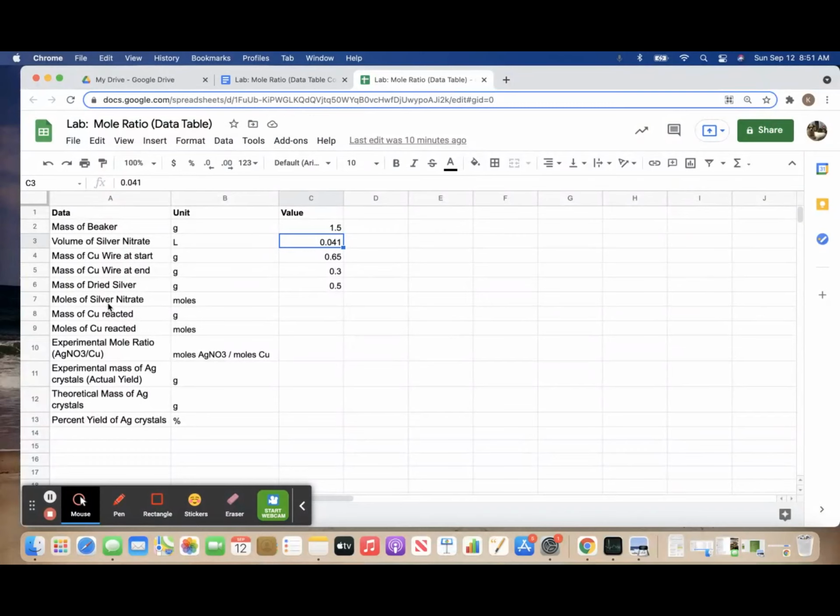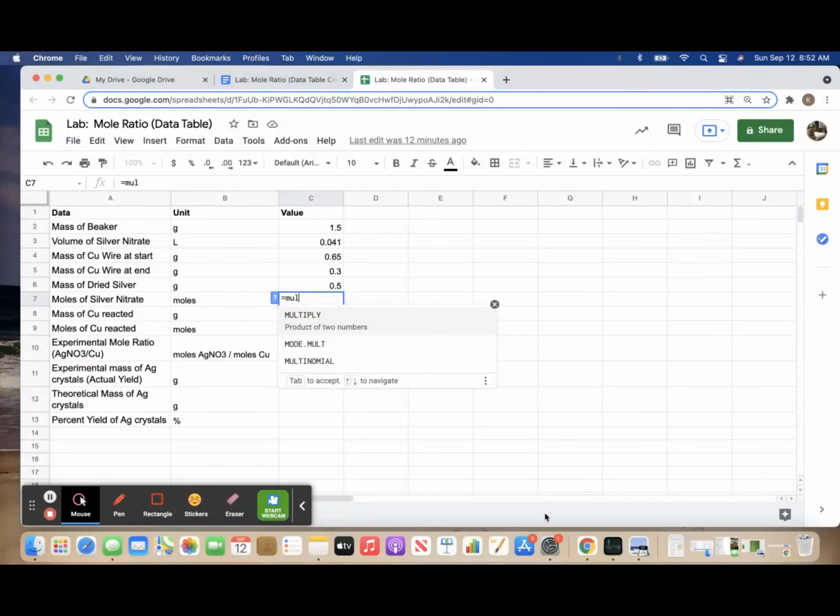So the first calculation that I can do is moles of silver nitrate. We have the liters here, and we know the molarity is 0.1. So to find the moles, we would multiply molarity times liters. We can have Excel do that for us. To start with Google Sheets, you go into the cell you want, hit equals, and then you type the command you want. There are a whole bunch of commands. We're just doing basic ones today. So we just said we would multiply.